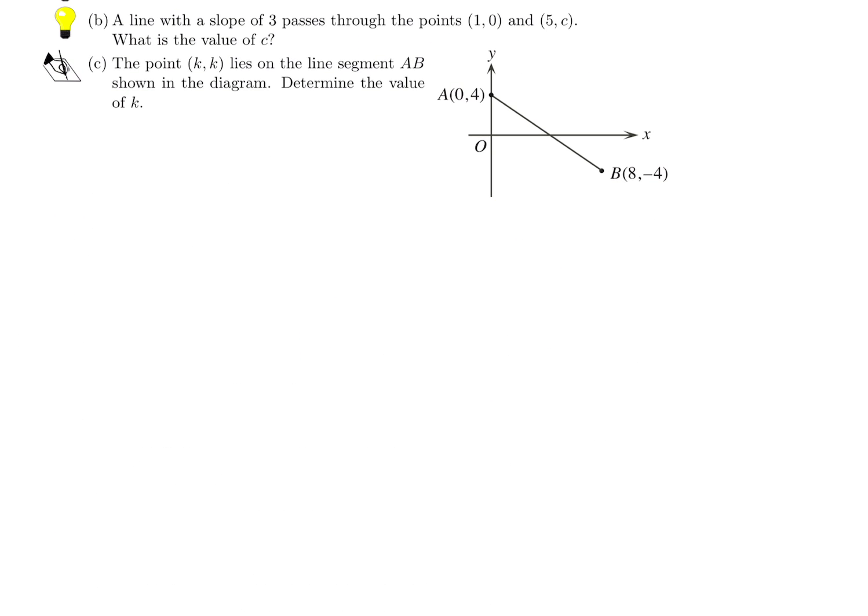A line with the slope 3 passes through the points (1, 0) and (5, c). What is the value of c? So as before, a line will have the equation y is equal to mx plus b. Now since it satisfies those 2 points, we can sub those 2 points in. So first let's put in (1, 0). If we do, we get 0 is equal to m plus b.